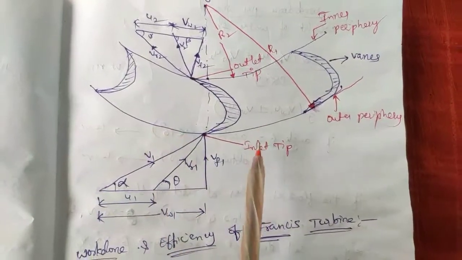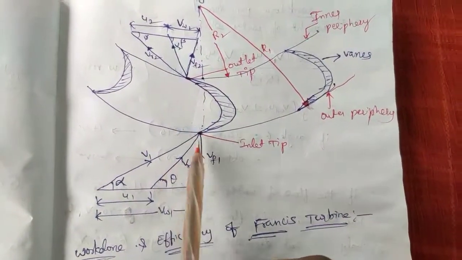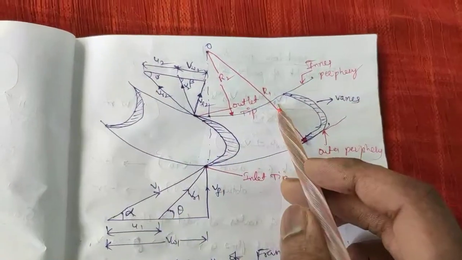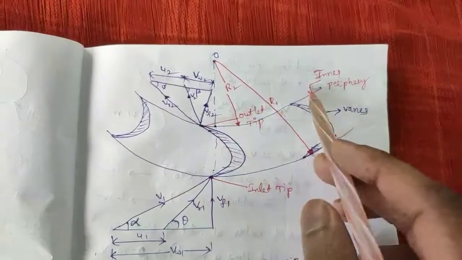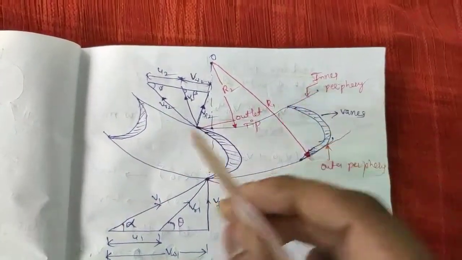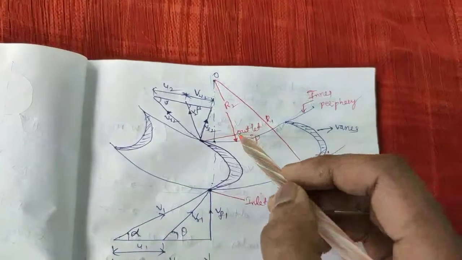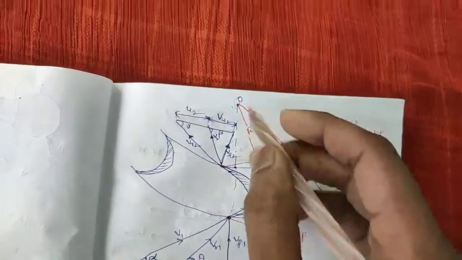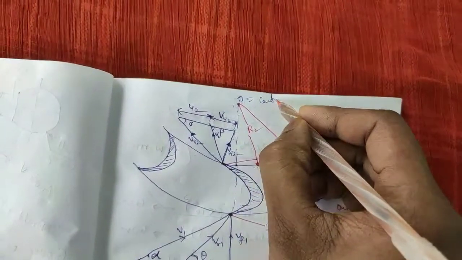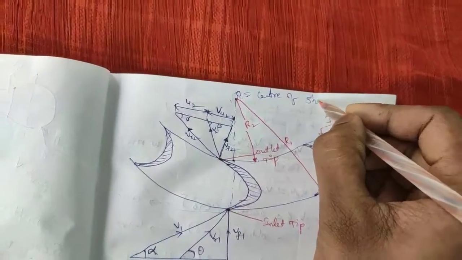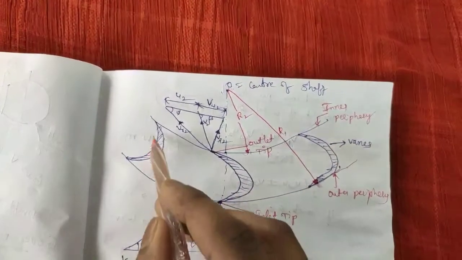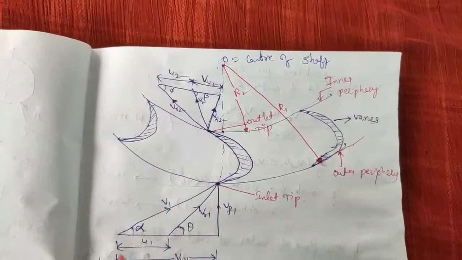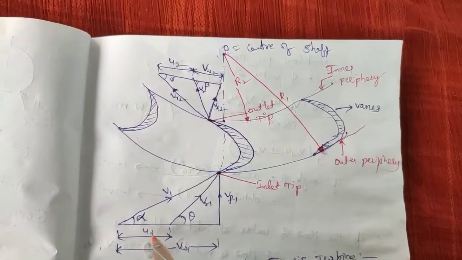So let us draw the velocity diagrams at inlet and outlet. In this, the runner has two diameters, one is the internal diameter and the other is the outer diameter. Internal with respect to the center of shaft, this is the center of shaft. So the blades are located like this. So let us draw the velocity diagram.